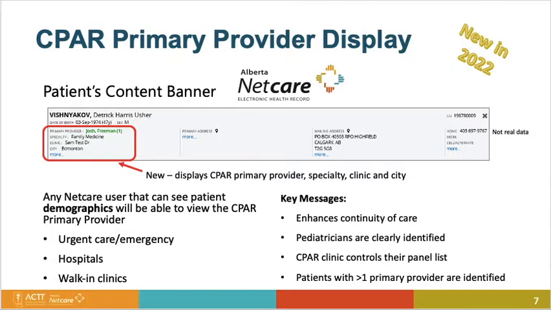What's new in 2022 is that the name of the CPAR primary provider displays in the patient's content banner in Alberta Netcare. In addition to the provider name, it displays their specialty area, such as family medicine or pediatrics, as well as the name of the clinic and the city or town where it's located. If the patient has said yes to being paneled at more than one clinic, each provider is displayed. If the patient's primary provider is not yet participating in CPAR, it indicates no CPAR primary provider.